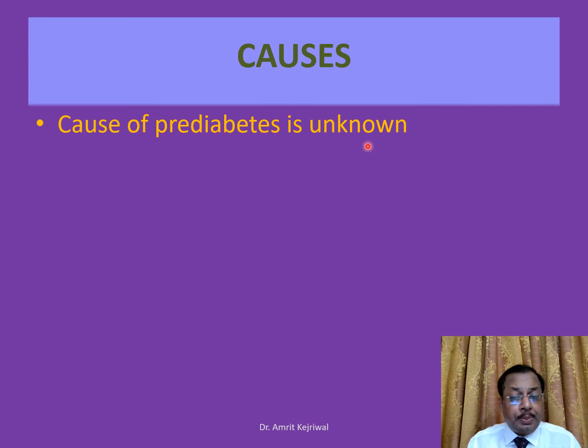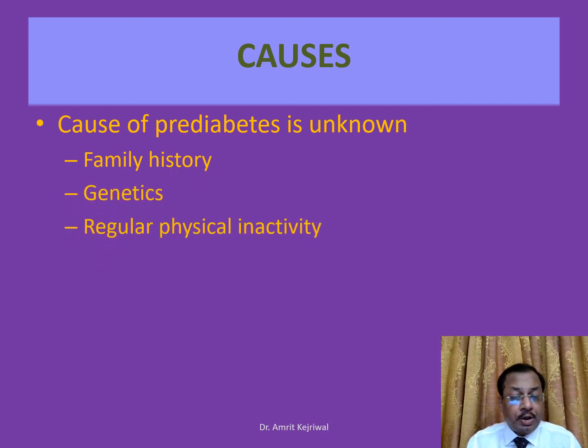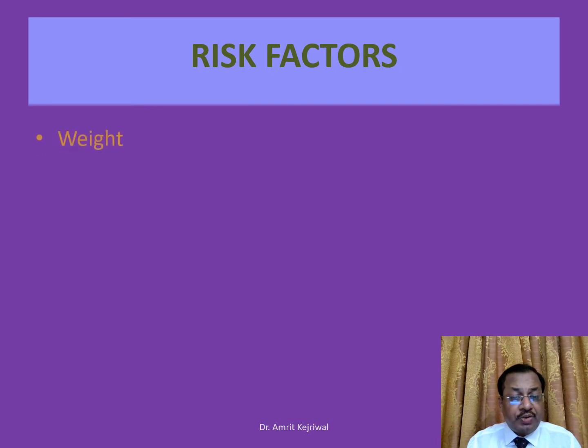Various causes. The cause of pre-diabetes is practically unknown, but usually these patients have a family history of diabetes. Again, genetics, regular physical inactivity, overweight, and central obesity. Central obesity means increased fat in the abdomen. There are various risk factors. So if you have increased weight, waist size is more, 40 inches in the males usually.